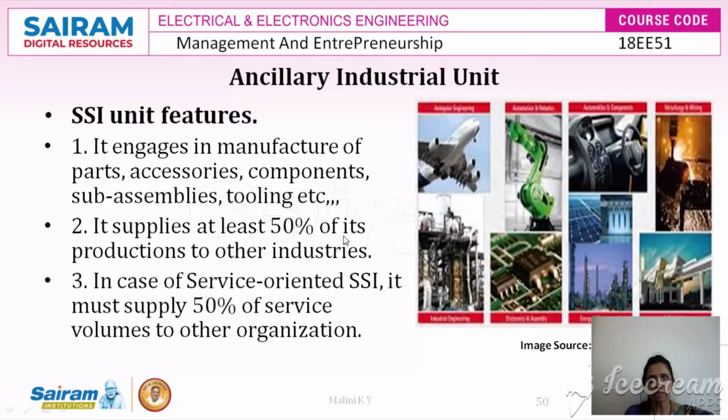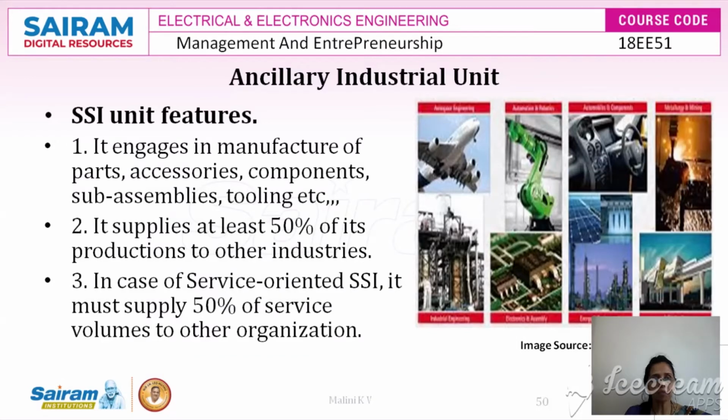So why is the SSI industry called an ancillary industrial unit? It engages in the manufacturing of parts, accessories, outsourced components, sub-assemblies, tooling, etc. If you see the image here, all the big industries like HAL, BEML, BHEL and ITI give the manufacturing of components to the subsectors, and those subsectors which supply the parts or components to the main industries are normally the small scale industries.